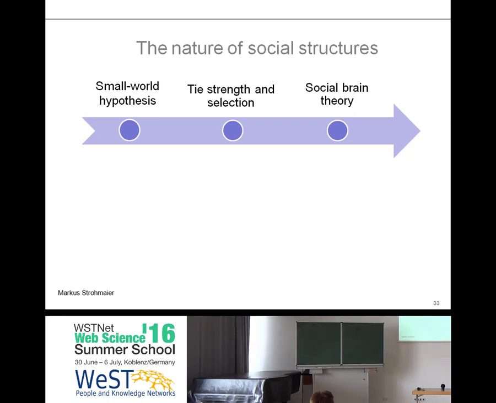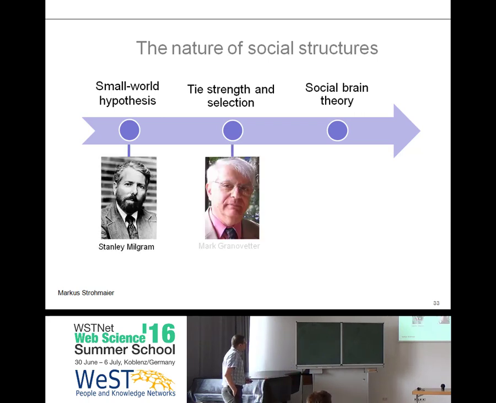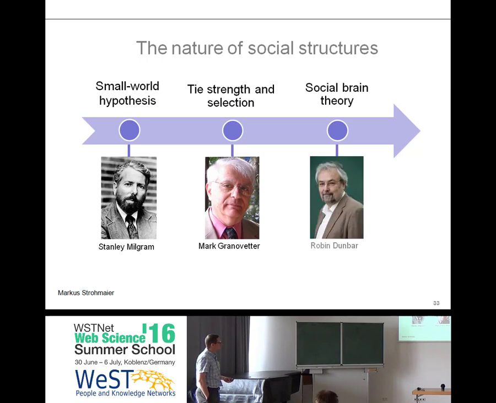Where does this idea come from? In the second part, I want to talk about social ties and theories related to social ties. And in the third part, I want to talk about the social brain theory, the idea that there is a cognitive limit to your capacity to engage in meaningful social interactions with other people. The first hypothesis is Stanley Milgram's, the second is Mark Granovetter's, and the third is Robin Dunbar's. How many of you have heard about Milgram?